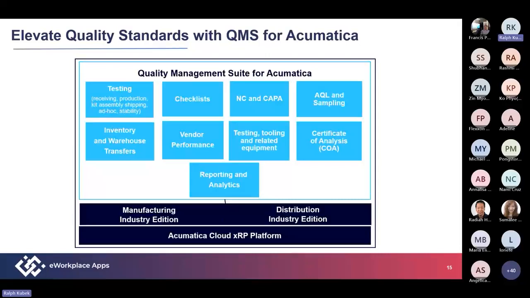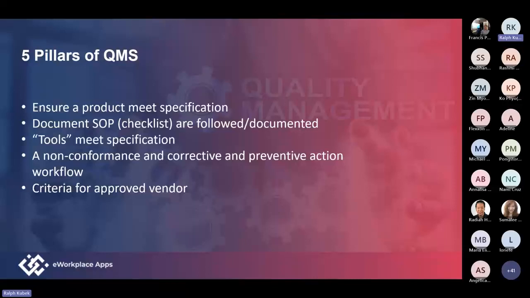Quality management system, we'll go through this. We have checklists, nonconformance, AQL, acceptable quality limits. I really like to focus on this slide. There's really five pillars, five legs on a stool, in working with Acumatica that we felt we needed to create. We first of all need to ensure that a product meets its specification. We then needed to make certain that standard operating procedures are followed. We're going to call those checklists.